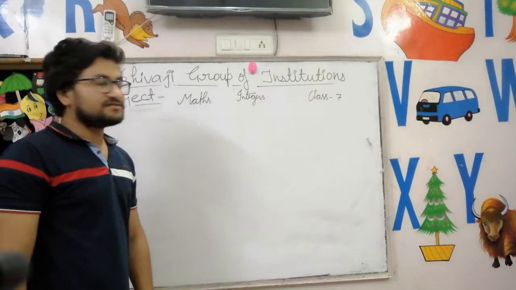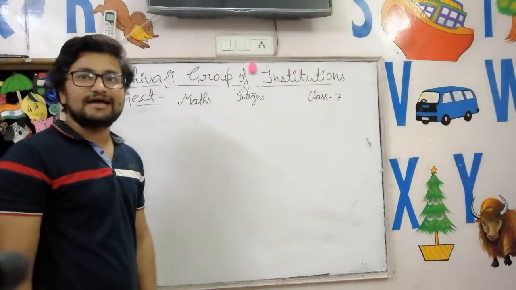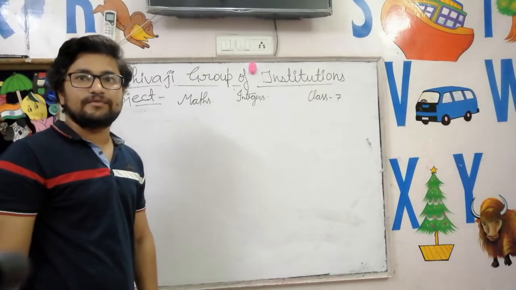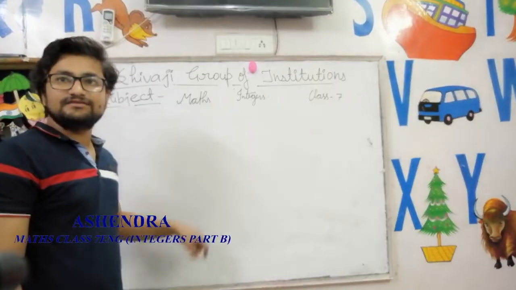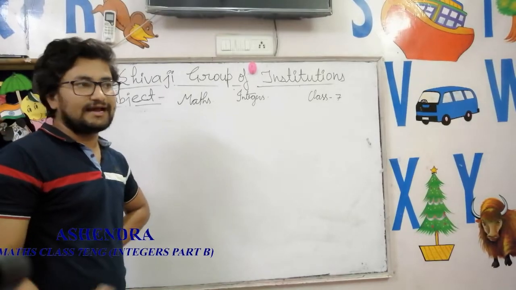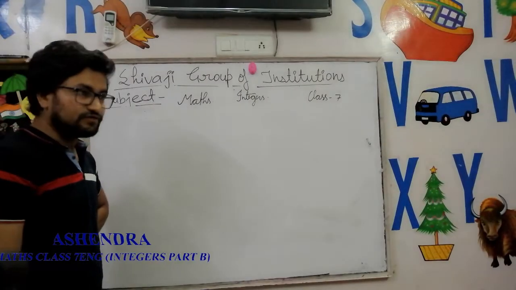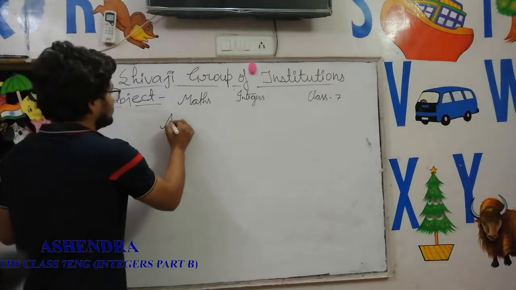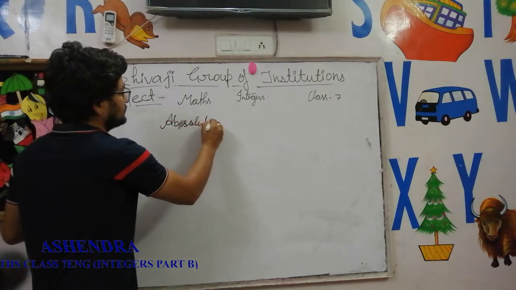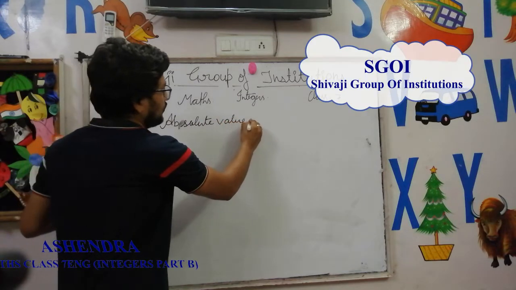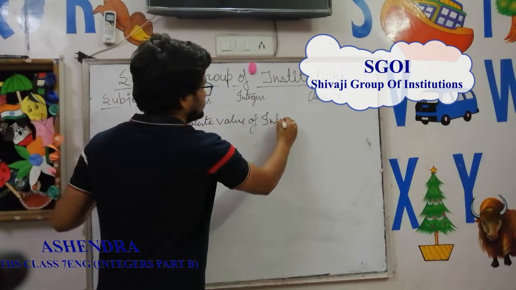In the last class, we started a chapter called integers, and we discussed the basic properties and basic concepts related to the chapter. Today, I'll be dealing with different kinds of concepts, and the first thing is absolute value of integers.